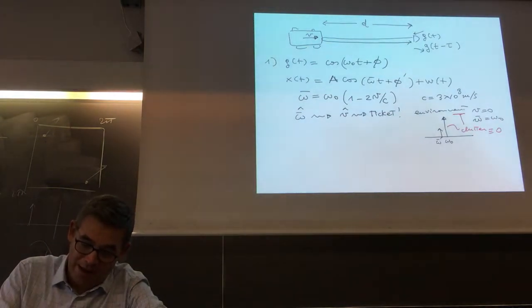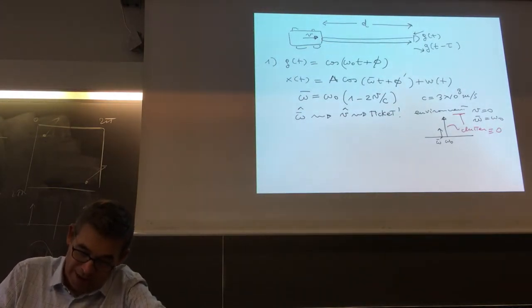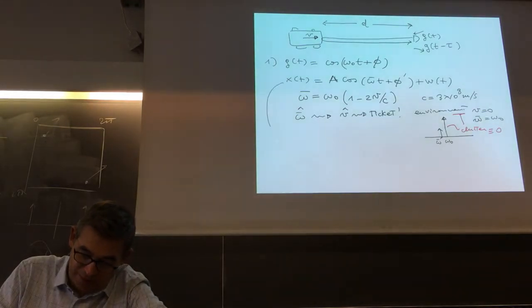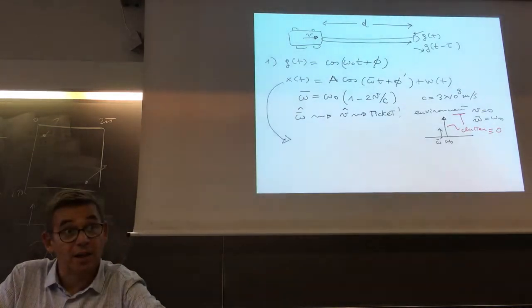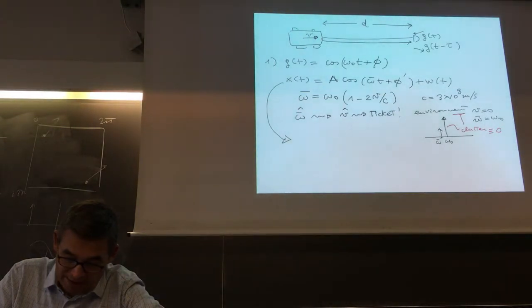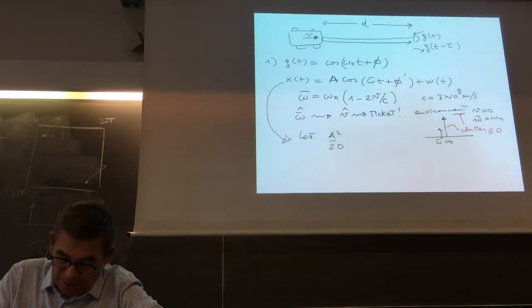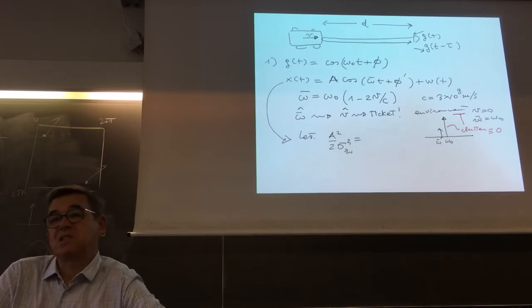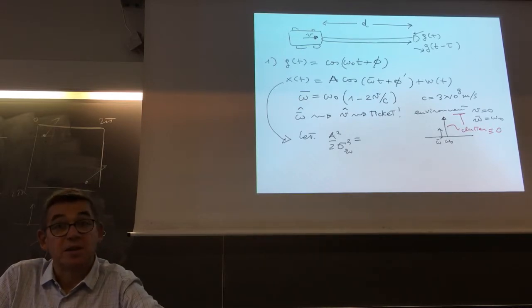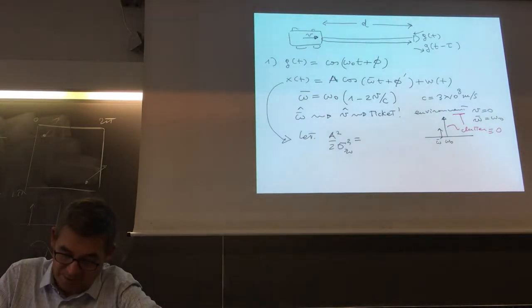Now, my simplified problem goes like that. So this is my data. There is no clutter. Let's make an example. Let's assume that A squared divided by 2, multiplied by the power of the noise, is equal to 10 dB.